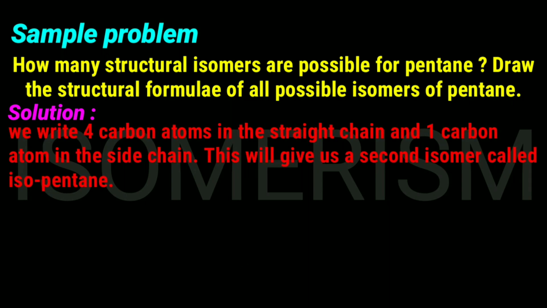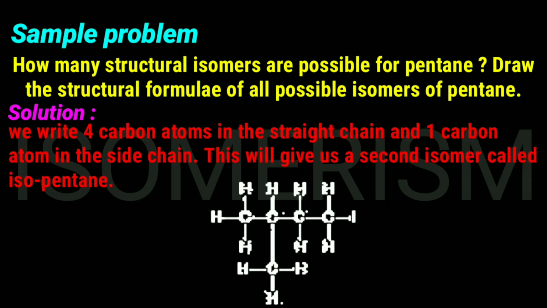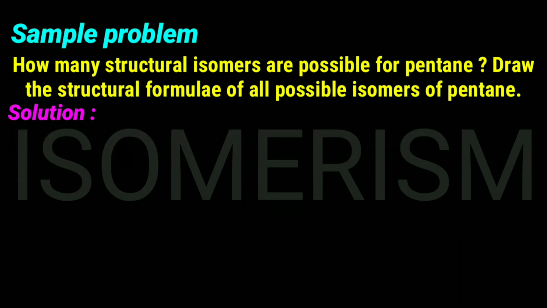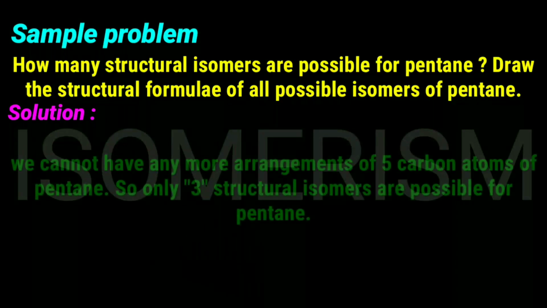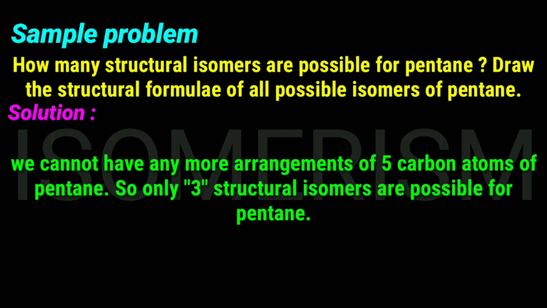Next, we write 4 carbon atoms in the side chain and 1 carbon atom in the side chain. Finally, we put 3 carbon atoms in the side chain and the remaining 2 carbon atoms in 2 side chains. This gives us a third isomer of pentane called neopentane. We cannot have any more arrangements of 5 carbon atoms of pentane, so only 3 structural isomers are possible for pentane.